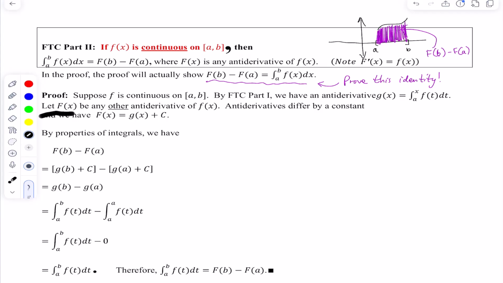Now let capital F of x be any other antiderivative of lowercase f of x. By one of the consequences of the mean value theorem, we know that antiderivatives differ by a constant. Thus, we can write F of x to equal g of x plus some arbitrary constant. By properties of integrals, we have the following observation. Start with capital F of b minus F of a.